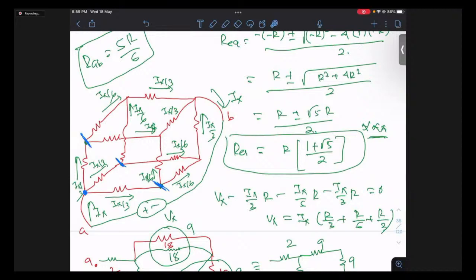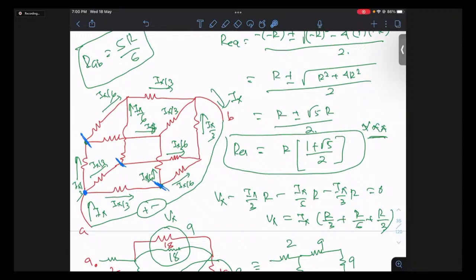Now, is it only these equipotential points, or is there something else? There is something else as well. As we said, the current Ix by 3 was going, and from this point onwards these currents were again getting divided into this and this, and similarly this and this. So I believe you agree that the potentials of these points, these points, and these points will be the same.